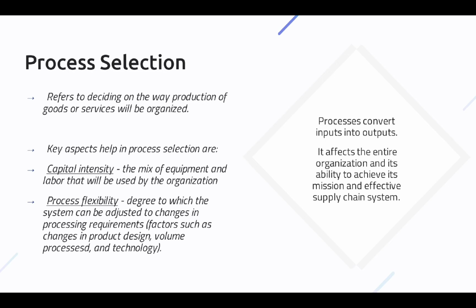The key aspects that help in process selection are the capital intensity and the process flexibility. Capital intensity is the mix of equipment and labor that will be used by the organization. The process flexibility is the degree to which the system can be adjusted to changes in processing requirements, factors such as changes in product design, volume, process, and technology.